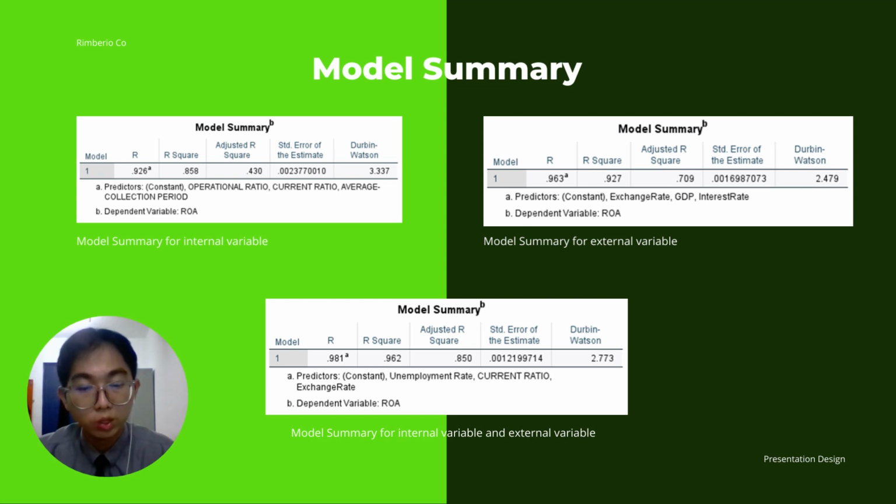What we can get from the model summary is the adjusted R square. When the adjusted R square is higher, it means the model fits the research better. Through these three tables, we found that the model summary for internal variable and external variable together fits the research better, because the adjusted R square is 0.85, which is higher than the other two tables.